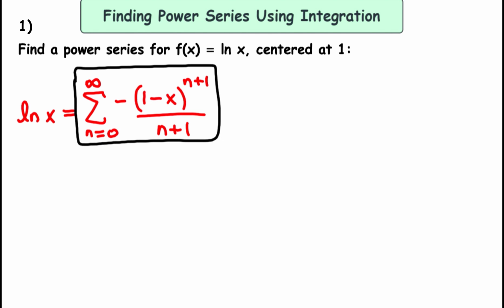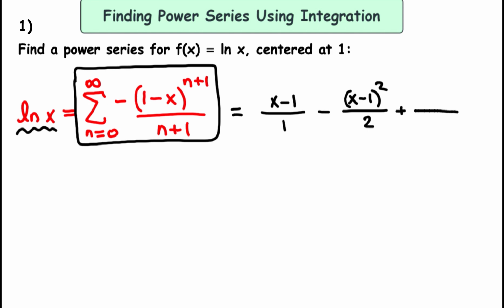Interestingly enough, natural log of x on the laminated sheet, we know what the power series is. Let me just copy directly off of the laminated sheet. It's going to be x minus 1, and it doesn't say this on the sheet, but I'll put a 1 underneath it so you can sort of see the pattern forming, minus, signs alternate, x minus 1 squared over 2, plus x minus 1 quantity cubed over 3, minus, and then forever on.